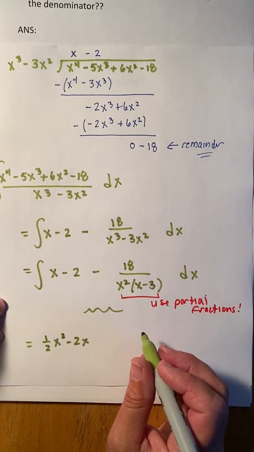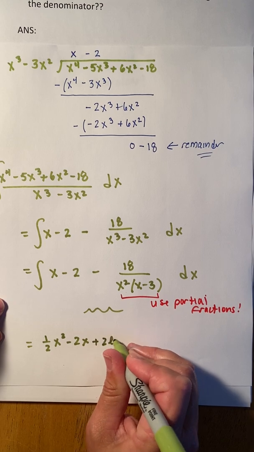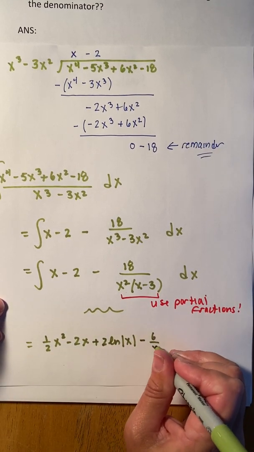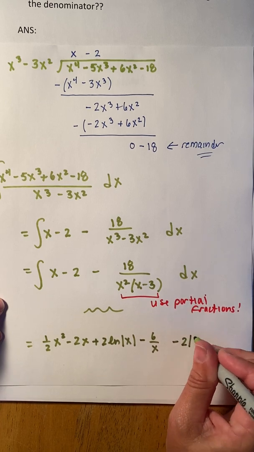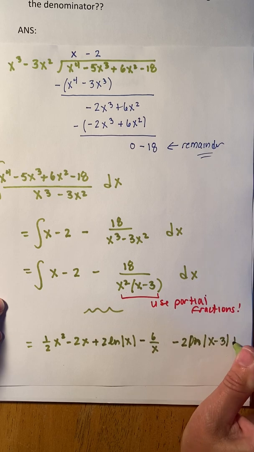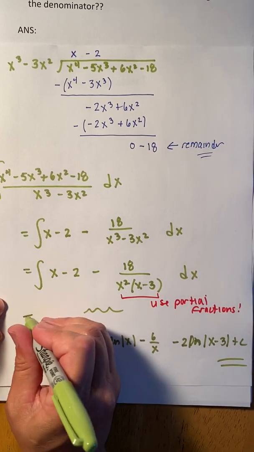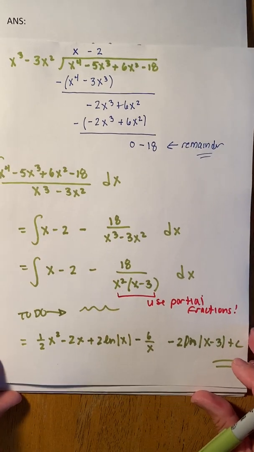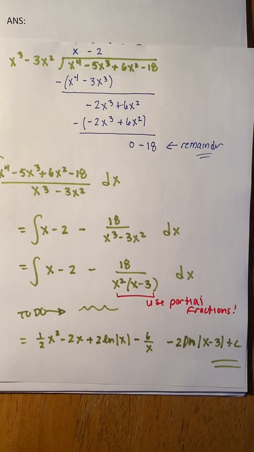And if you do that correctly, you would get 2 natural log of the absolute value of x minus 6 over x minus 2 absolute value, the natural log of the absolute value of x minus 3, plus c. So your to-do is to fill in the work. All right, kids, these are tricky, very time consuming. So have fun, good luck, and zoom in with some questions. See ya.